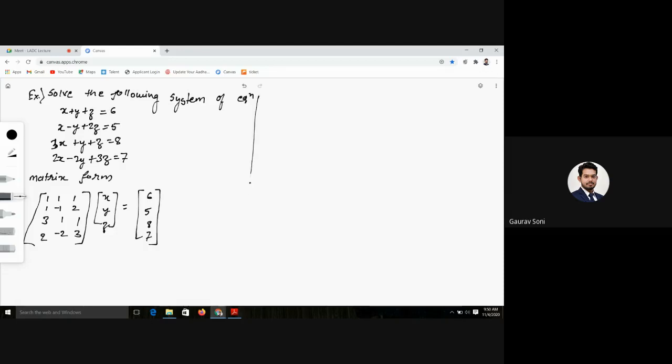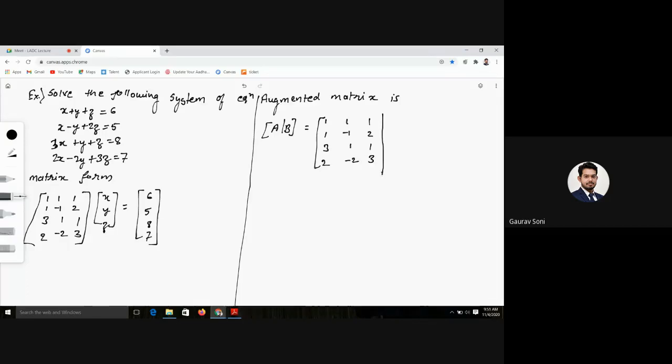Now, what we have to do is write down the augmented matrix. The augmented matrix is denoted by square bracket A, vertical line B. So the augmented matrix will be 1, 1, 1, 1, minus 1, 2, 3, 1, 1, 2, minus 2, 3, vertical line, and B is 6, 5, 8, 7.